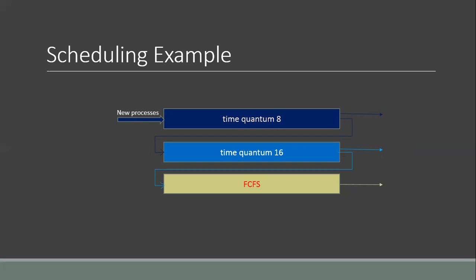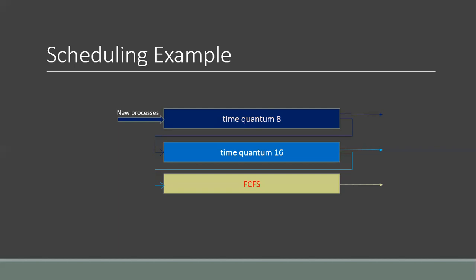The next lower priority queue will again use the round robin scheduling policy, but the time quantum will be 16 milliseconds. And the lowest priority queue, which is the third queue, will use the first come, first serve scheduling policy. A new process will be admitted to the first queue. In this queue, the processes will be scheduled using the round robin policy.